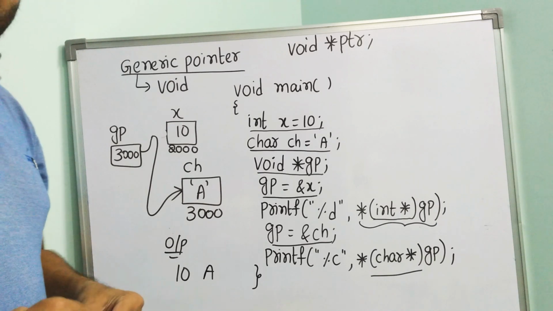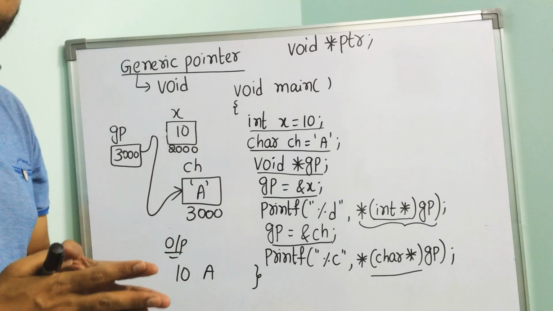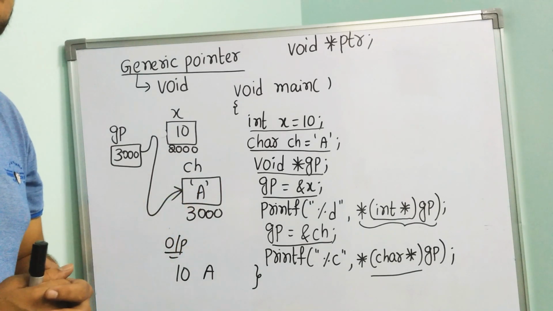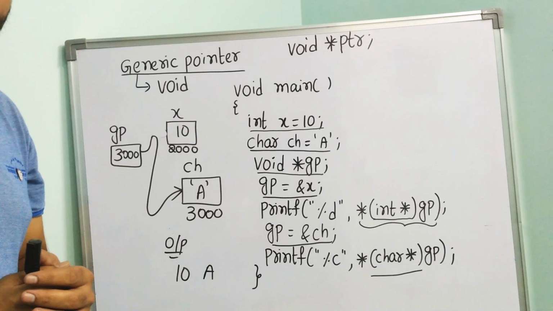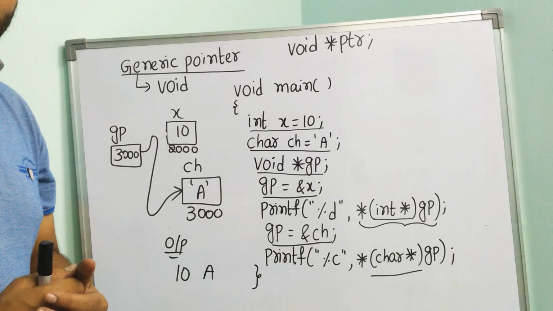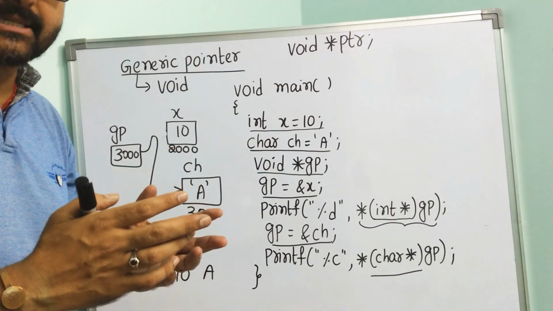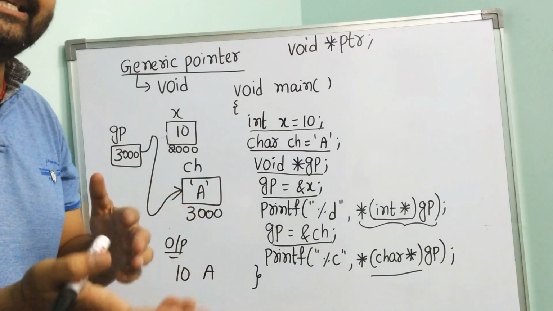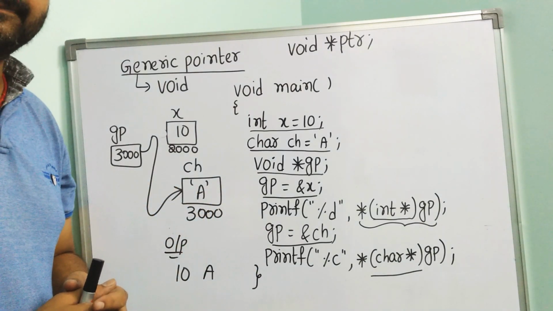So, very simple: a generic pointer is defined with the help of the void data type. Using a generic pointer we can point to any data item, but whenever we want to access it, we have to perform typecasting to the desired data type. Then only will we be able to access it. Clear?